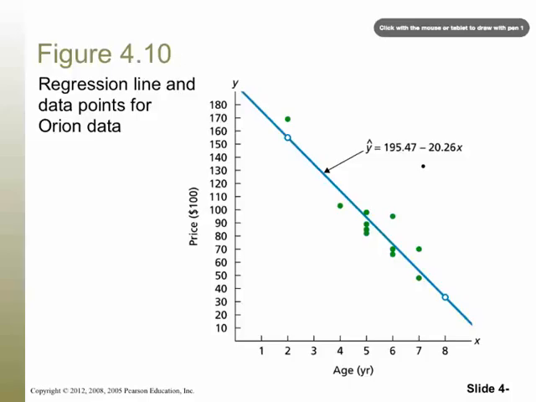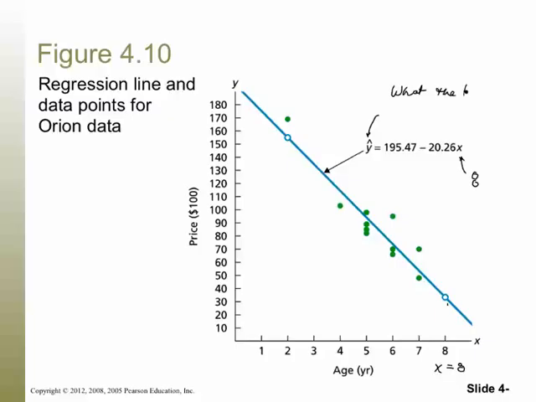So can we predict the price of an Orion when it's 8 years old? To predict the price of an Orion when it's 8 years old, what would you do? Yeah, so that means x equals 8, right? And we want to know what the y value is when x equals 8. By substituting 8 for x... y hat is not a true data value, not a true y value, but it's what the line predicts for the y value.